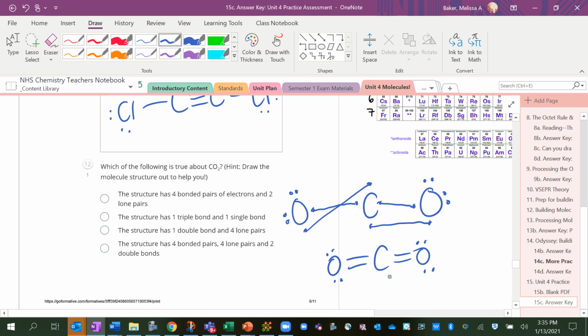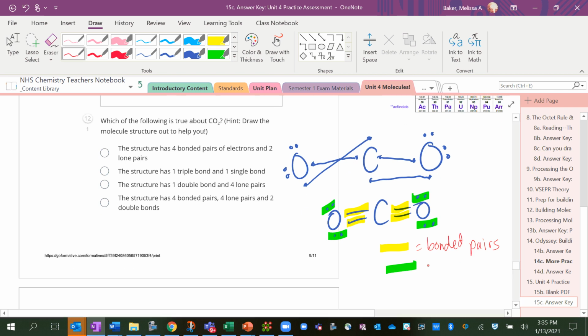Option 1, the structure has 4 bonded pairs of electrons and 2 lone pairs. Well, it's true that it has 4 bonded pairs, 1, 2, 3, 4. So again, the highlights equal bonded pairs. But let's count up the lone pairs. 1, 2, 3, 4. So there are 4 lone pairs. Oops, I should just put the key, lone pairs. So number 1's not correct because it says there's only 2 lone pairs.